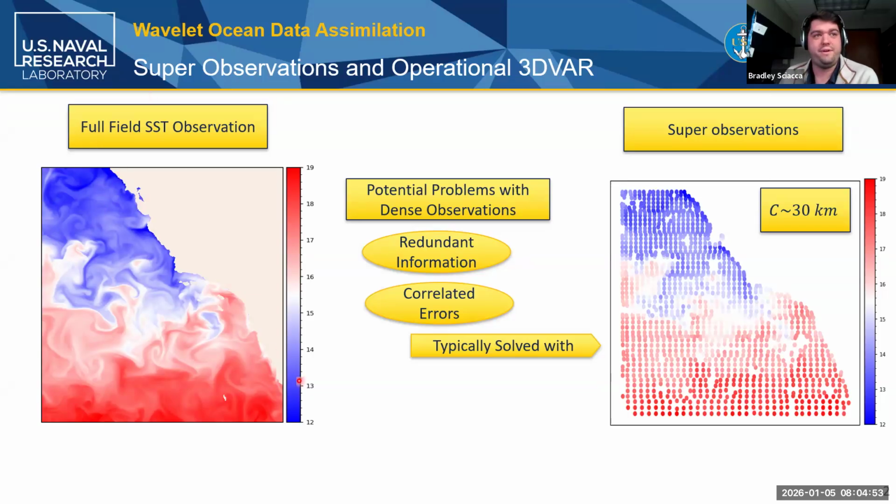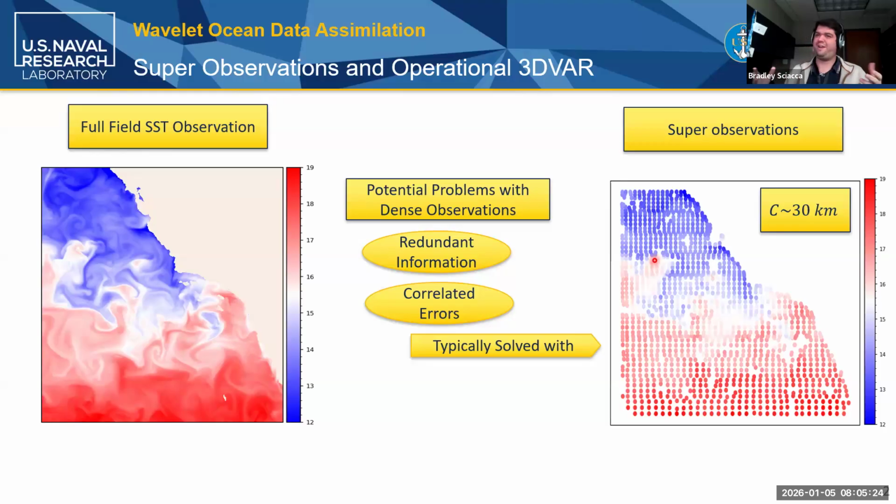Okay, so yeah, on the left, we have data everywhere in the open ocean. We have land here. This dense data set here comes with some potential problems. It either has redundant small scale information, or it has overly correlated observational errors. And in an operational sense, at least here at NRL, and I'm sure a lot of other places, we solve this using super observations.